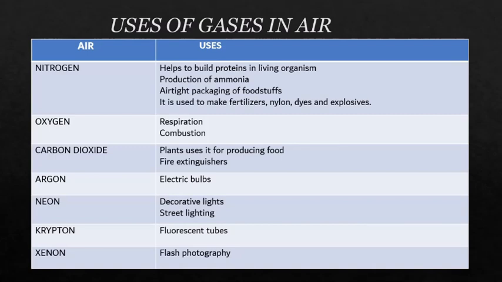Another gas is krypton. Now, krypton is used in making fluorescent tubes. The bright light that those kind of tubes give is produced from krypton gas. And the next gas is xenon. Well, xenon is used in flash photography. High power cameras use xenon gas.